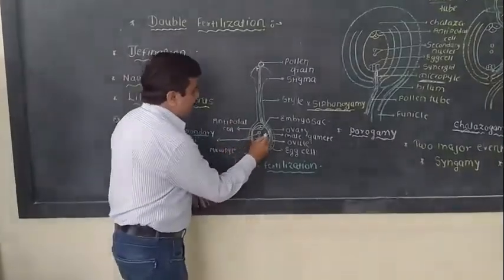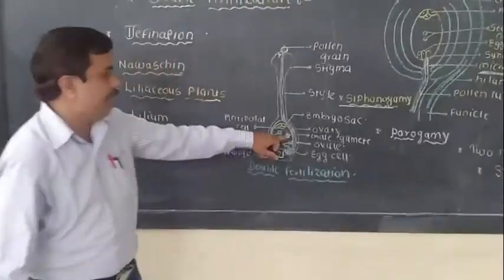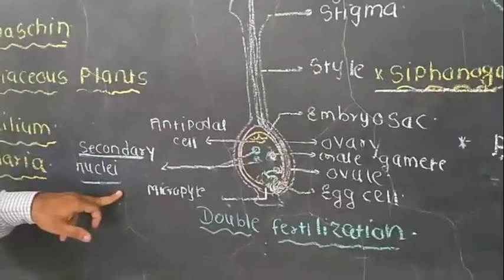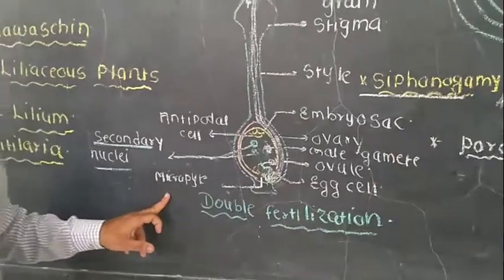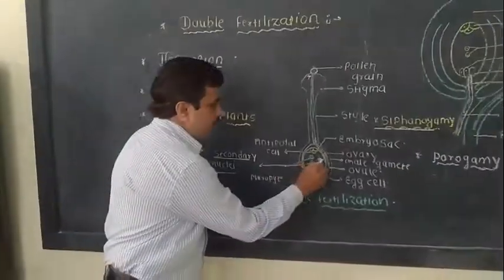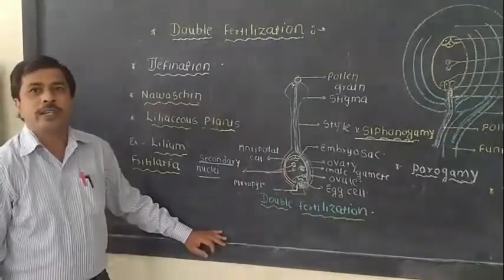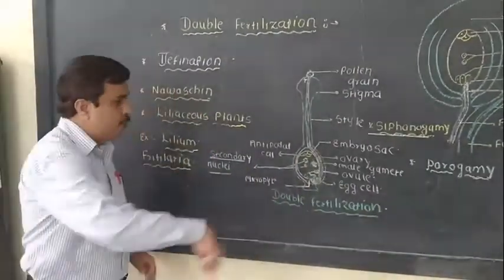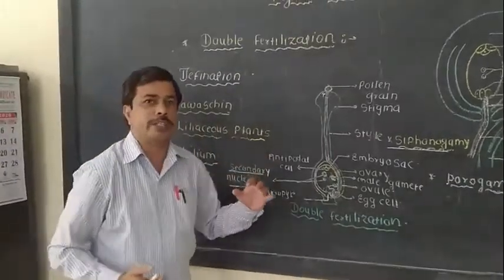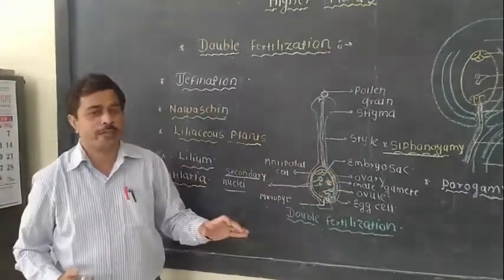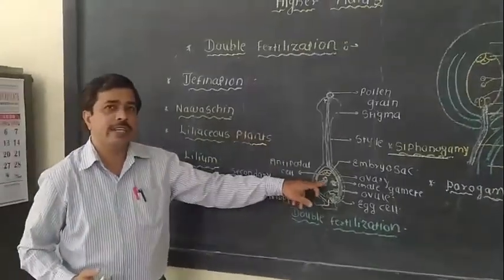Now the second male gamete fuses with the secondary nucleus, and here the haploid male gamete and the two haploid polar nuclei fuse to form the triploid primary endospermic nucleus. Why is it triploid? Because the one male gamete is haploid, and both the polar nuclei are also haploid, so the fusion of these three nuclei gives a triploid primary endospermic nucleus. This fusion is known as triple fusion. The first fertilization is also known as syngamy, and the second fertilization is known as triple fusion.